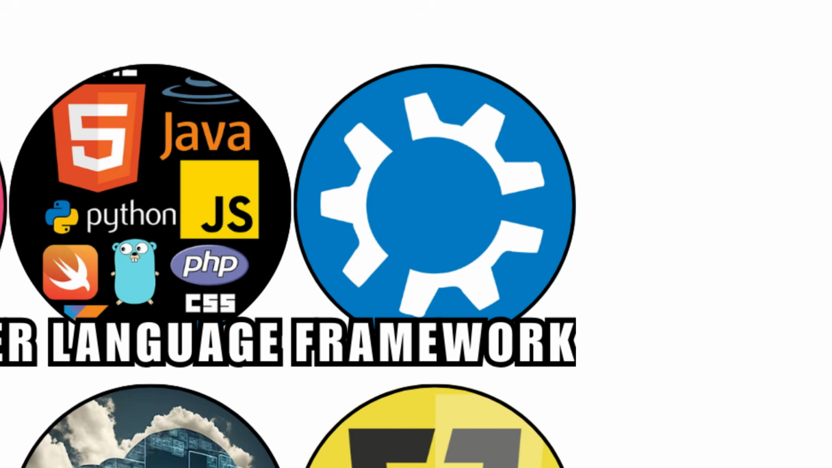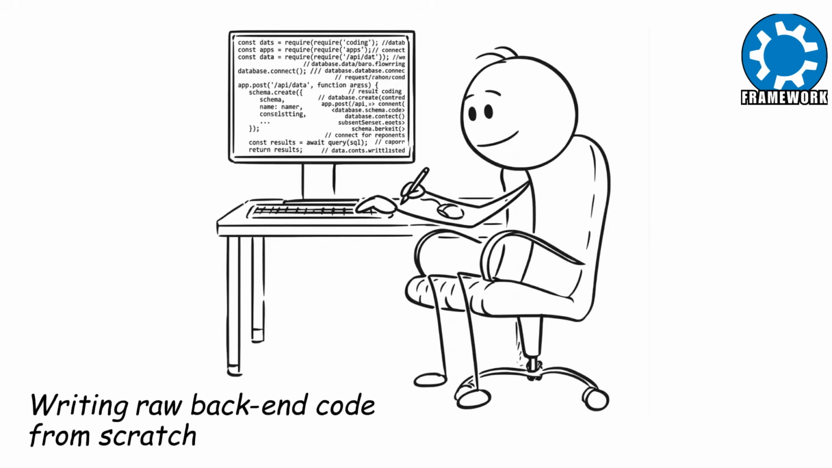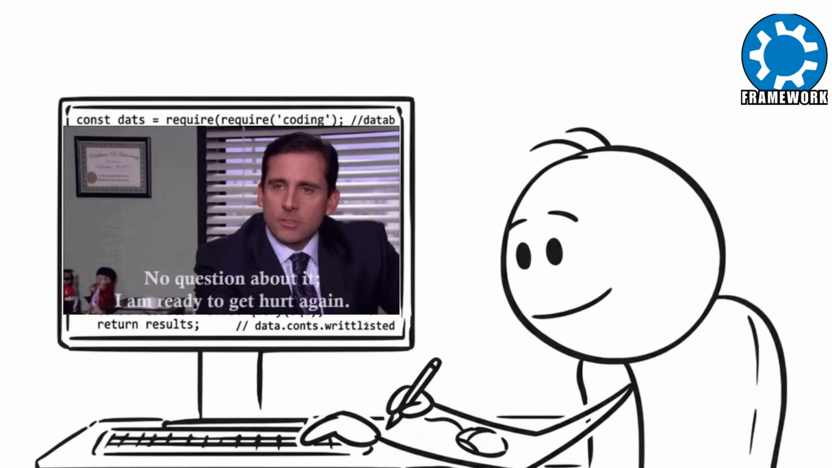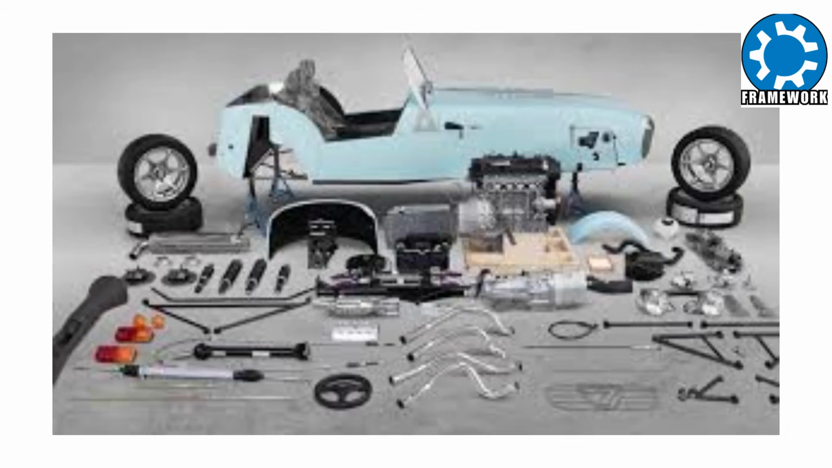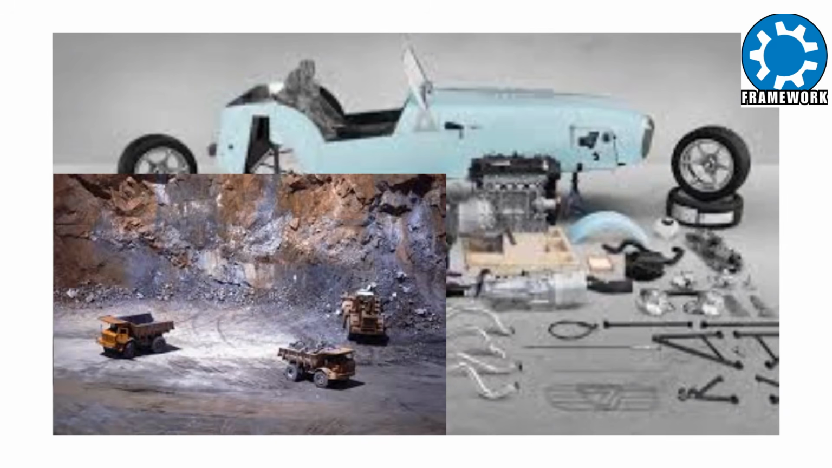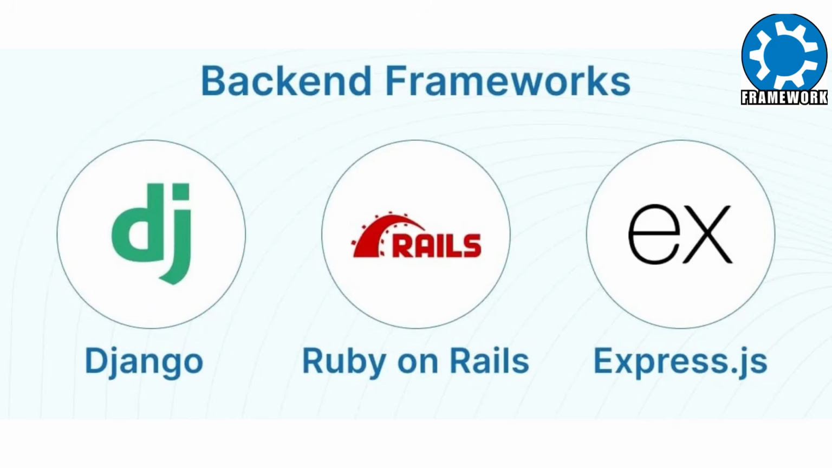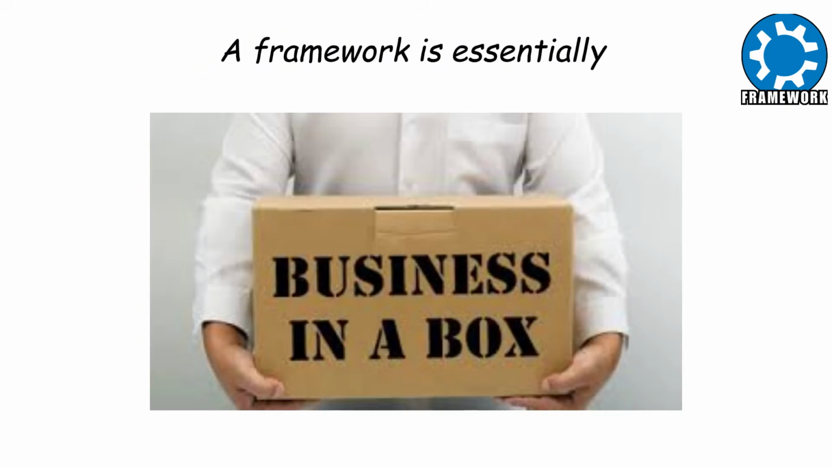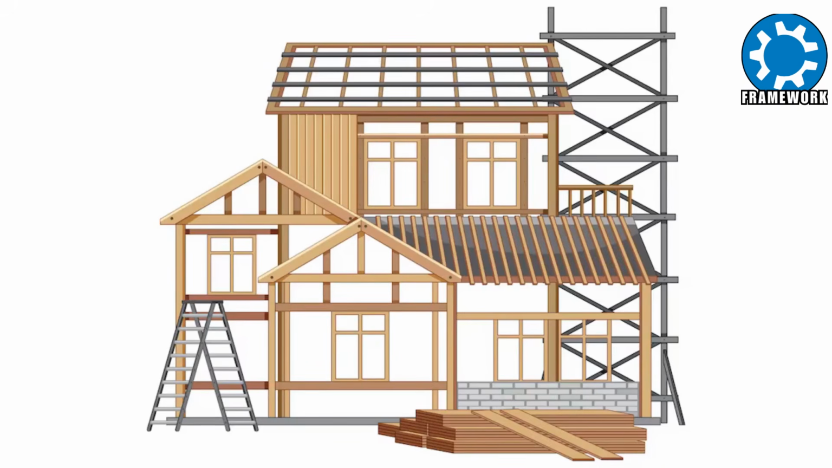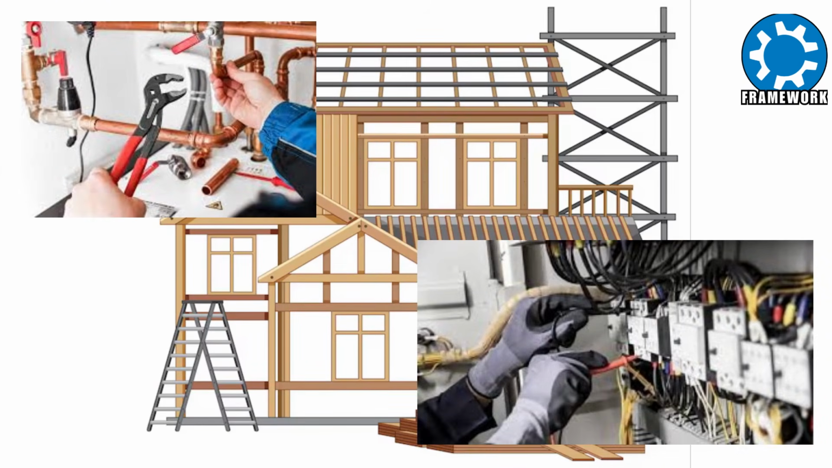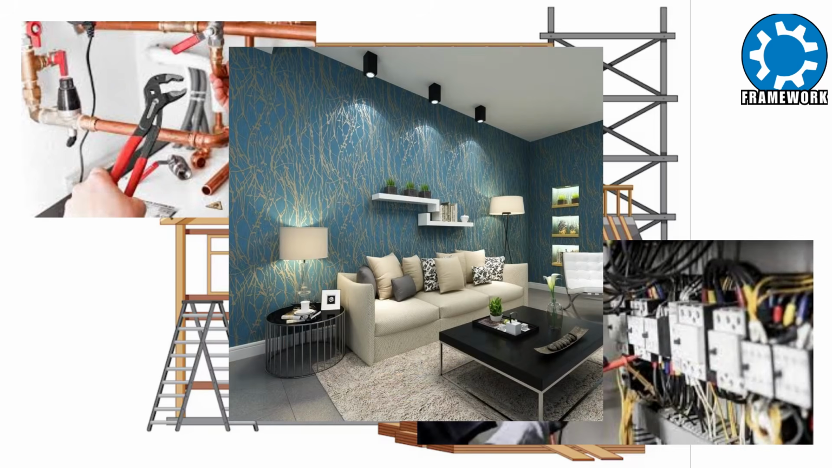Frameworks. The lazy genius tool. Writing raw back-end code from scratch is a special kind of masochism. It's like trying to build a car by first mining the iron ore. That's why we use frameworks like Express, Django, or Ruby on Rails. A framework is essentially a business in a box. It provides the skeleton, the plumbing, and the electrical wiring, so the developer only has to worry about the wallpaper.